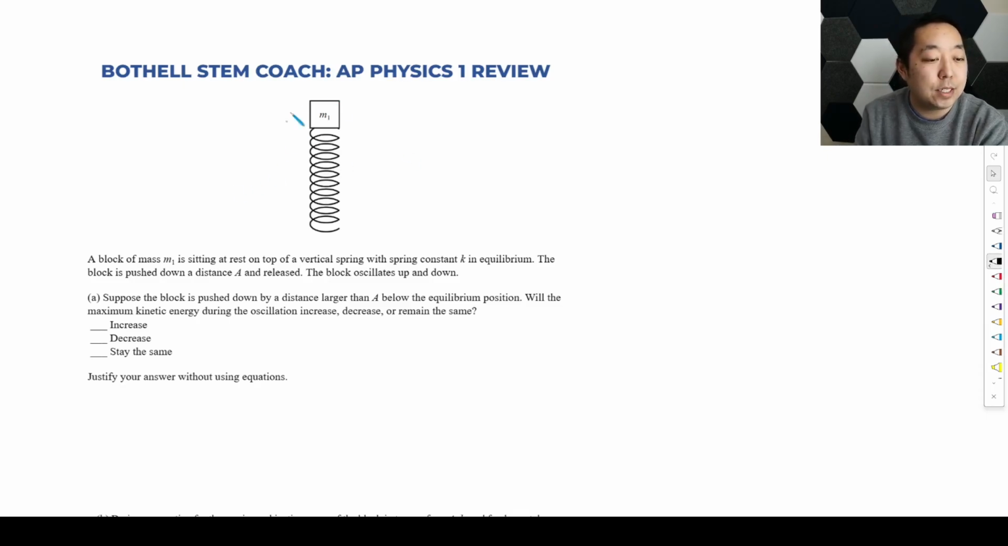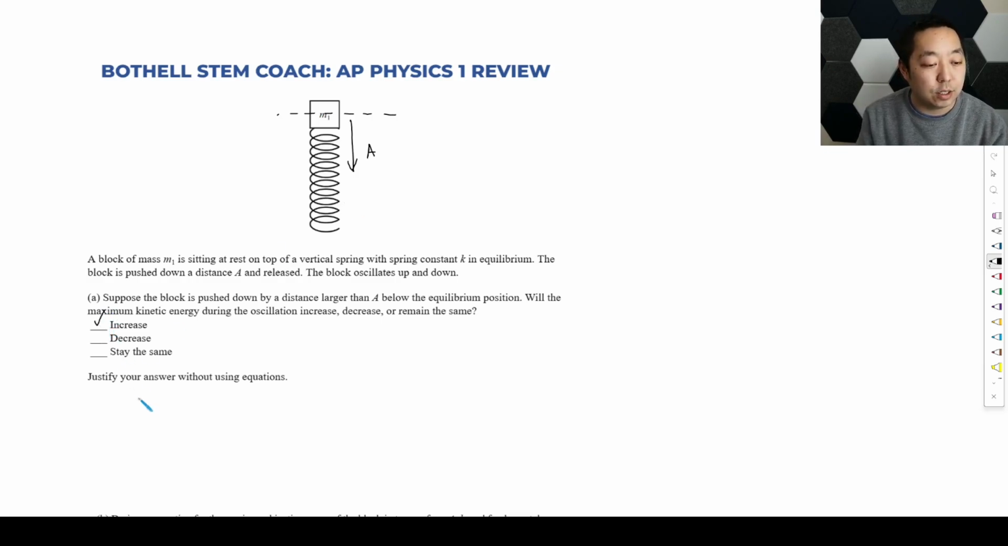We have a block of mass M1 sitting at rest on top of a vertical spring with spring constant k in equilibrium position. The block is pushed down a distance A and released, and the block oscillates up and down. Suppose the block is pushed down a distance larger than A below the equilibrium position. Will the maximum kinetic energy during the oscillation increase, decrease, or remain the same? So remember, the maximum kinetic energy occurs at the equilibrium position. So if you push it down further, there's that exchange of energy: you're going to give it more spring potential energy, and that's going to get ultimately converted into more kinetic energy.